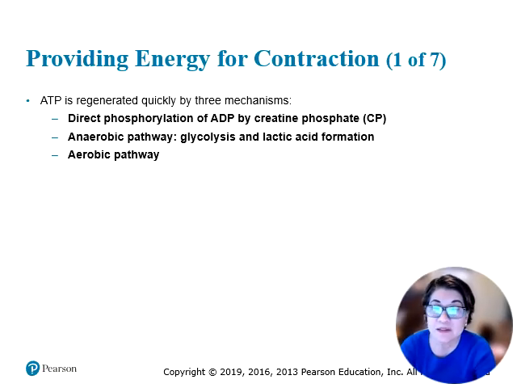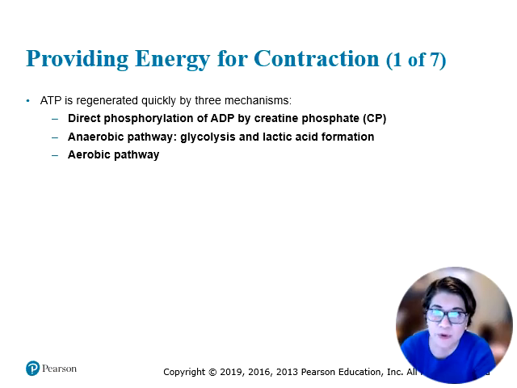So there's 3 mechanisms that the ATP has to do to work. So you phosphorylate the ADP. That means you add a phosphate to the ADP. ADP stands for adenosine diphosphate, and ATP is adenosine triphosphate. So you're going to add a phosphate to that molecule, and it'll make ATP.